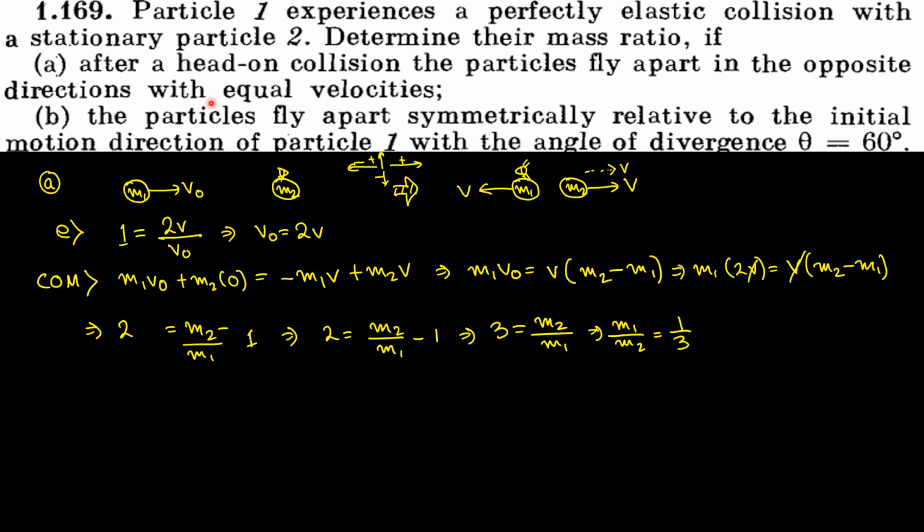Now we'll do part B of the question that I have explained a little bit before. Deal with part 2 of the question that I was talking about. Mass m1 was initially traveling with velocity v naught and collided with another stationary particle m.